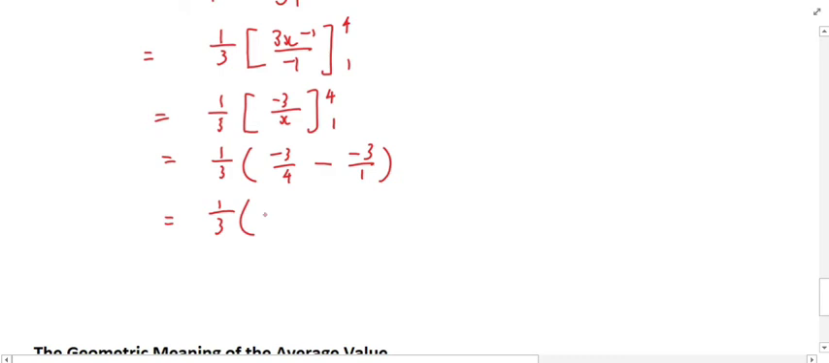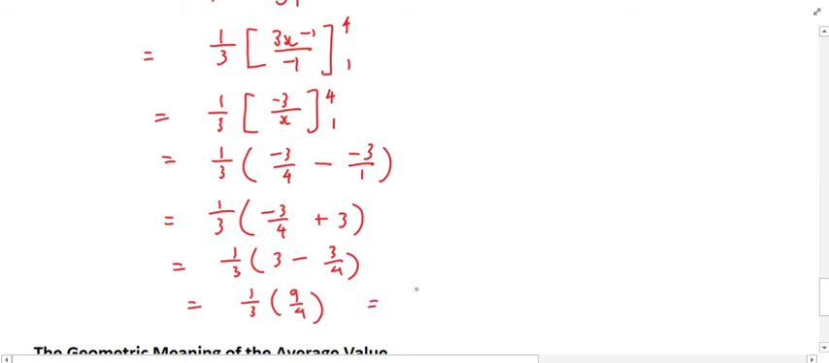One-third, negative 3 on 4 plus 3. I'm really labouring this out, but let's just get this right. 3 minus 3/4 is 9/4. 1/3 of 9/4 is 3/4. So this is the average value of that function.